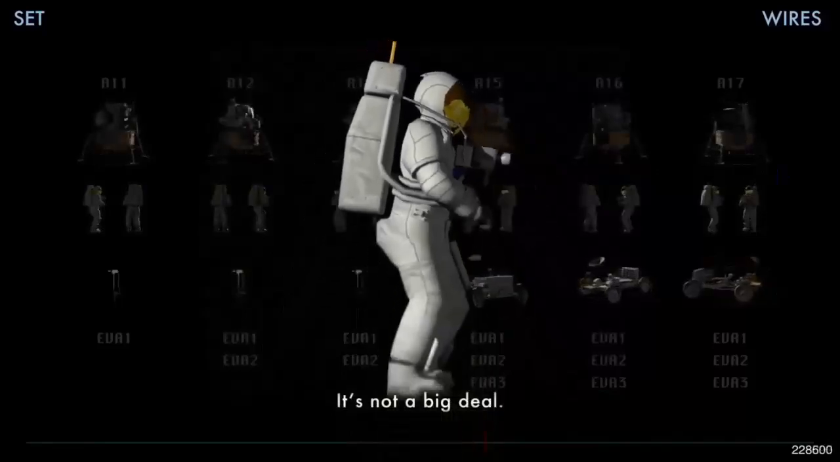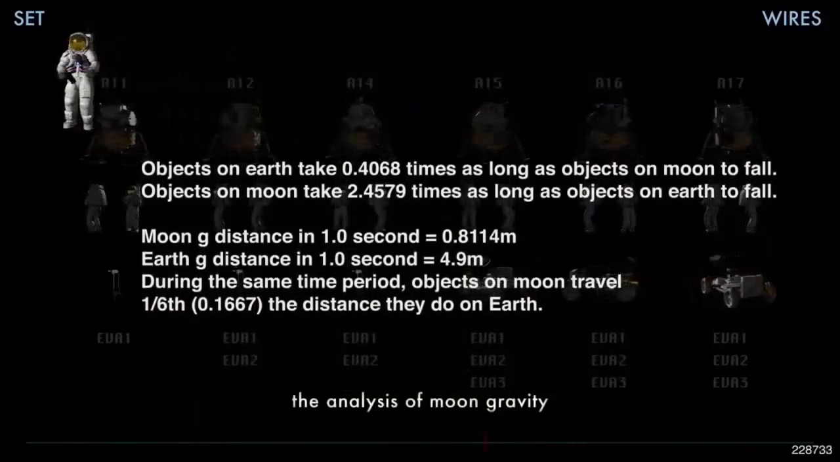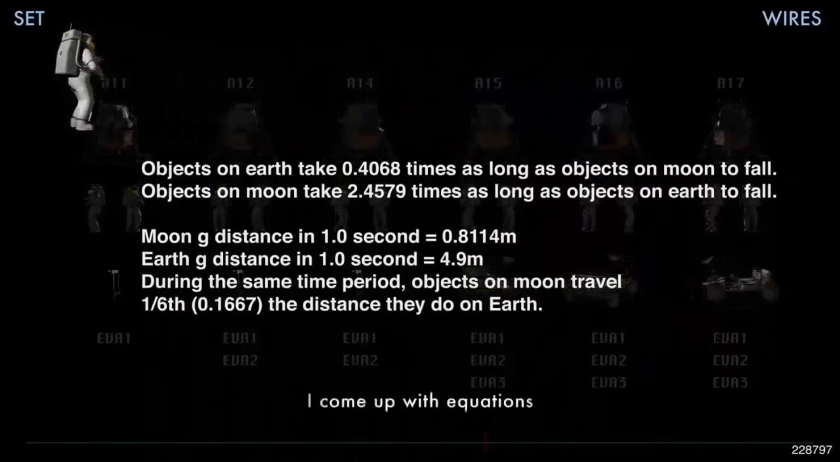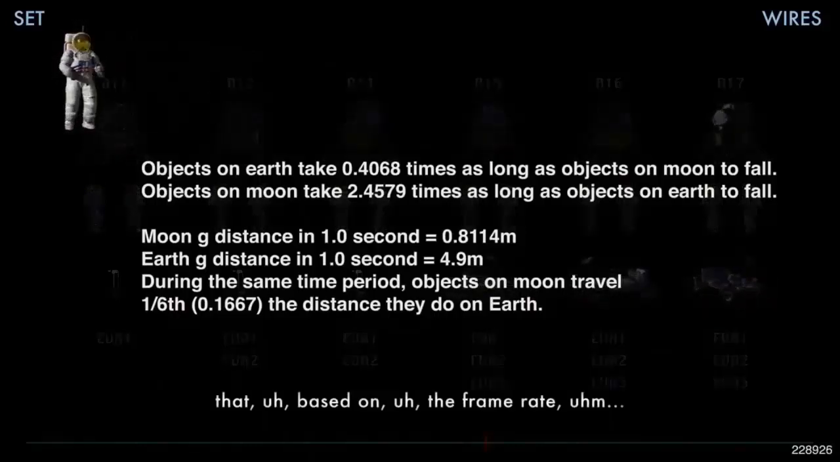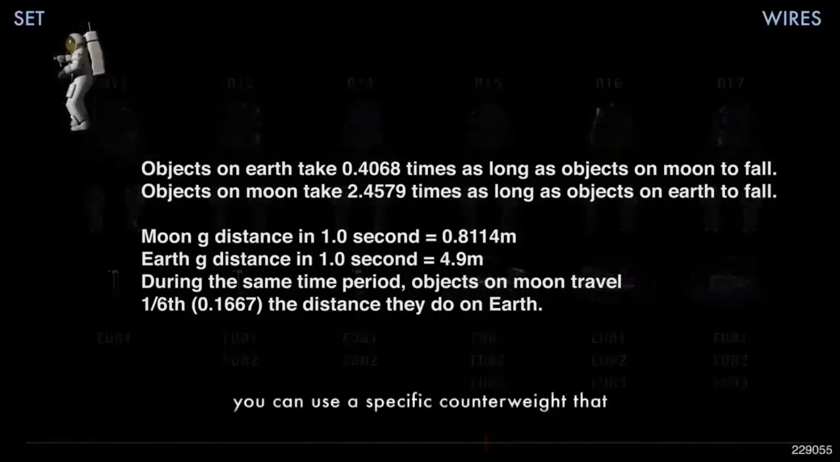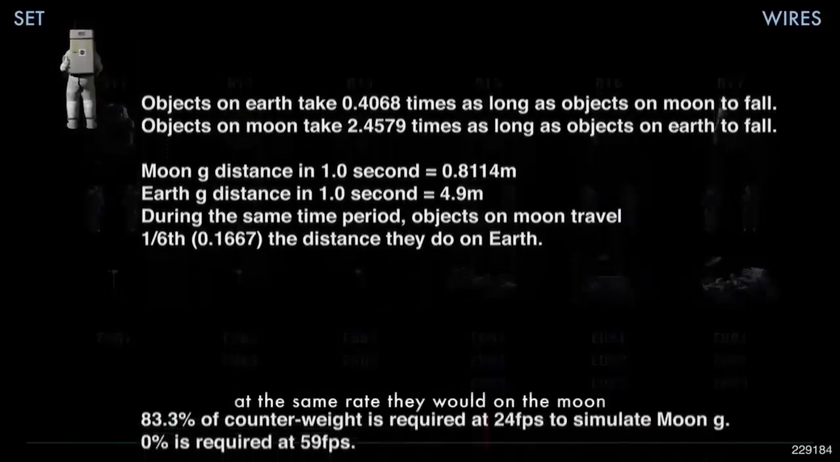That's not a big deal, and here we go with the analysis of the moon gravity versus Earth gravity. I come up with the equations, and based on the frame rate, you can use a specific counterweight that allows the astronaut to fall at the same rate as they would on the moon when viewed through the 24-frame projection setup.